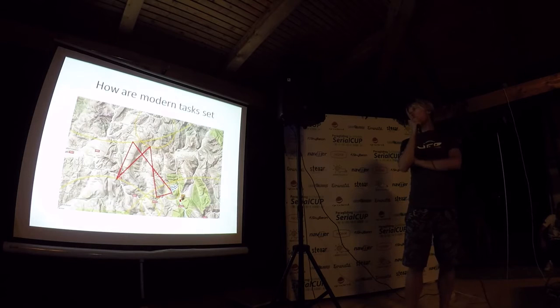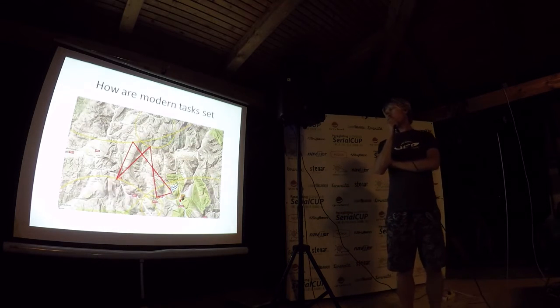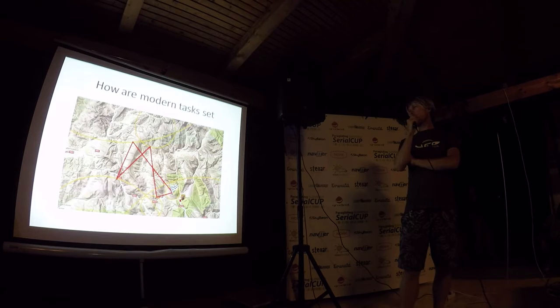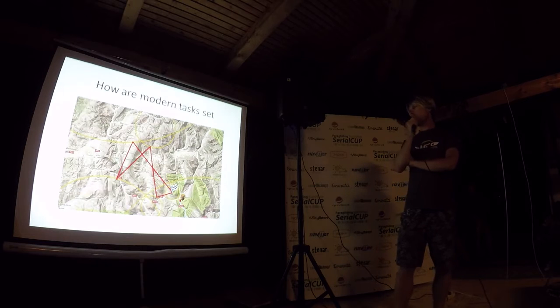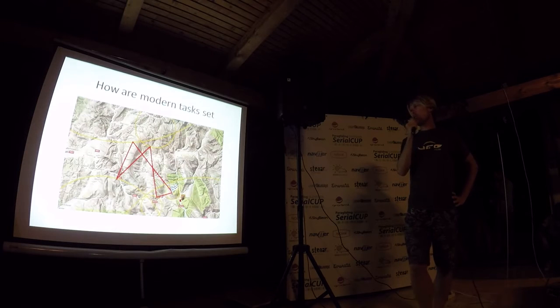Why like this? It's very easy to say, because there are many more roads to take. So we can divide the whole field into smaller groups. You can choose many different options to fly. Here you can see a task from the World Cup in France that finished a couple of days before. You can see the cylinders are really big, like 20-30 kilometers radius.